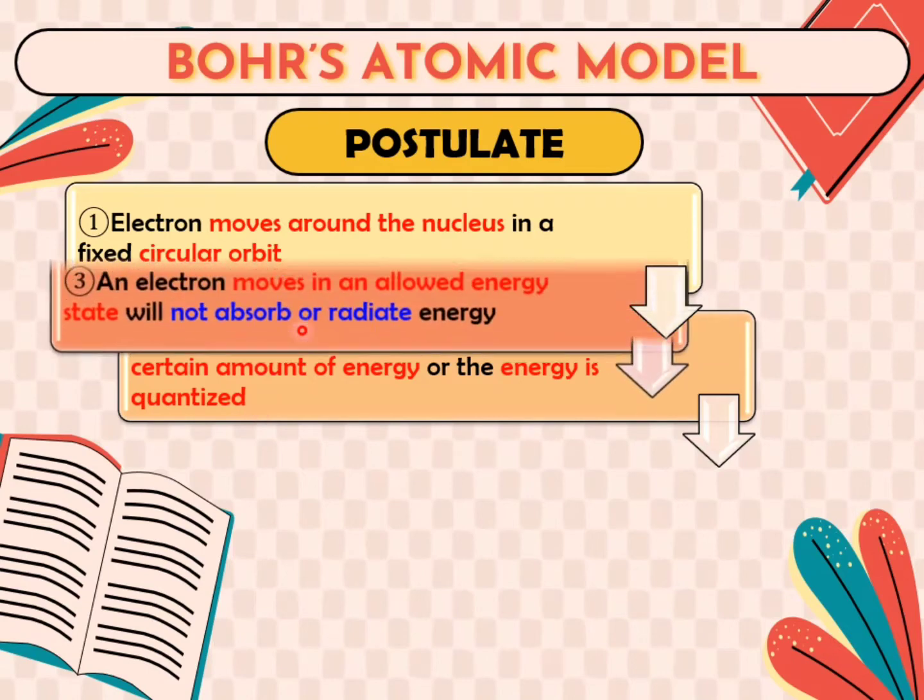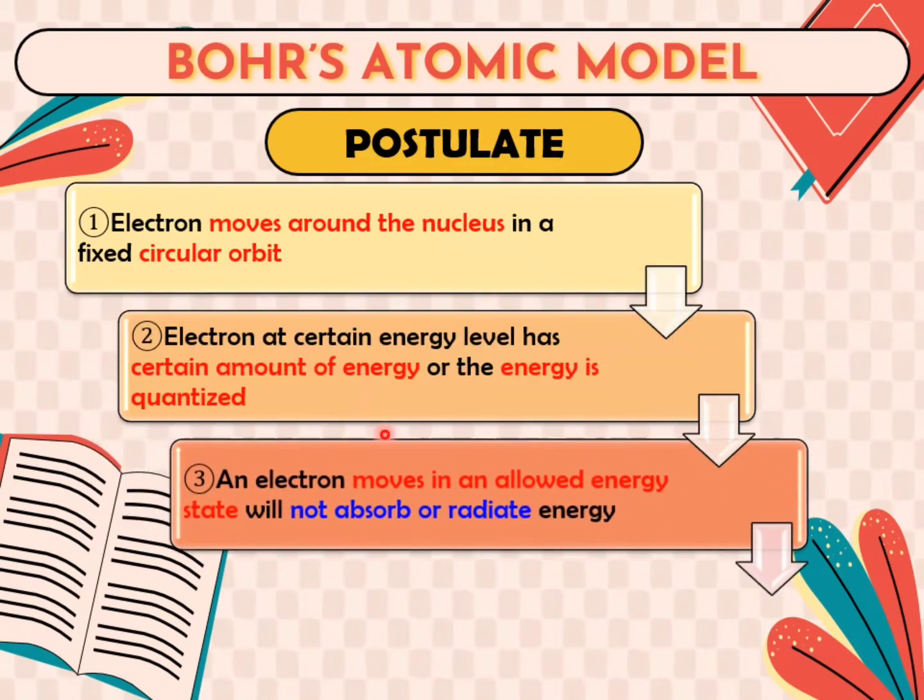Okay, the third one, we have electron moving in an allowed energy state will not absorb or radiate energy. It means that if the electron only moves around the nucleus, it will not absorb or release energy. It only goes around the nucleus. So no energy change occurs.